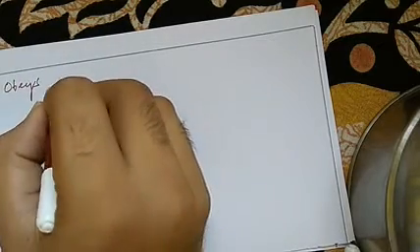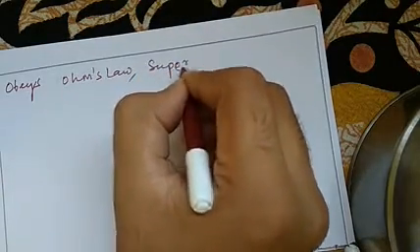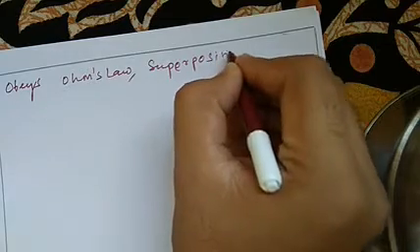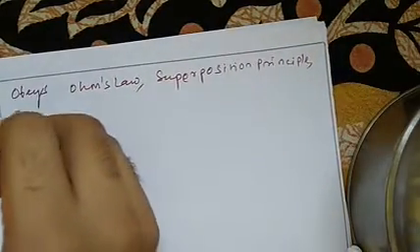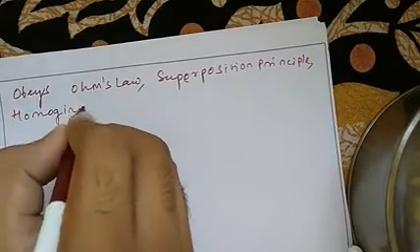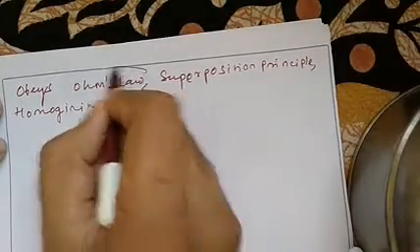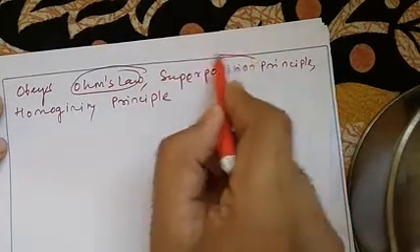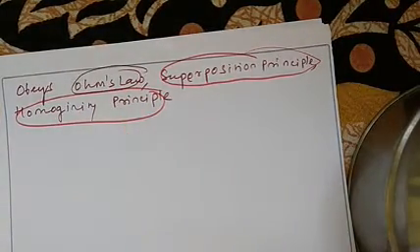Linear elements obey Ohm's law, the superposition principle, and the homogeneity principle. This is a very important thing. Linear elements obey these three laws: Ohm's law, superposition principle, and homogeneity principle. The superposition principle and homogeneity principle will be discussed in the next video, but Ohm's law we know. The linear elements obey these three things.